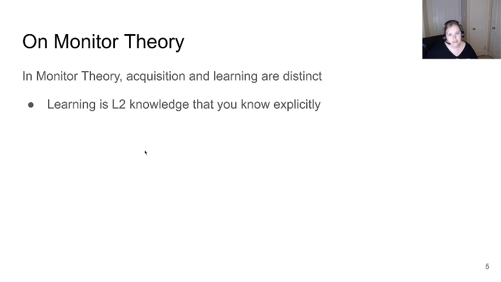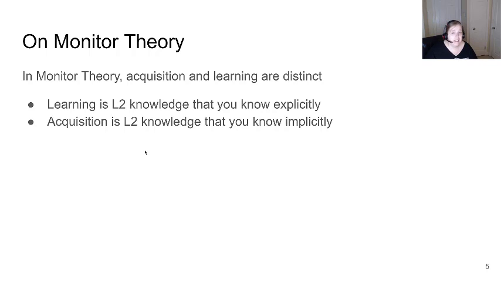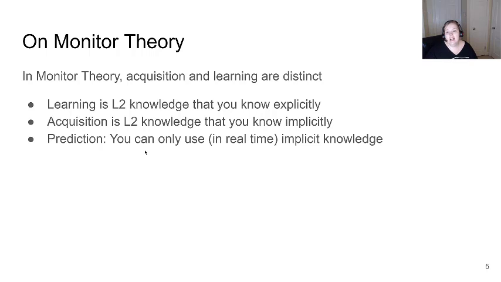So as it says here, L2 learning is knowledge you know explicitly. Acquisition is what you know implicitly. You can't necessarily put a name to it. And so the prediction of monitor theory, among other things, because it's in the back of your book, it's got different parts. But the biggest one is that in monitor theory, it says you can only use implicit knowledge in real time.